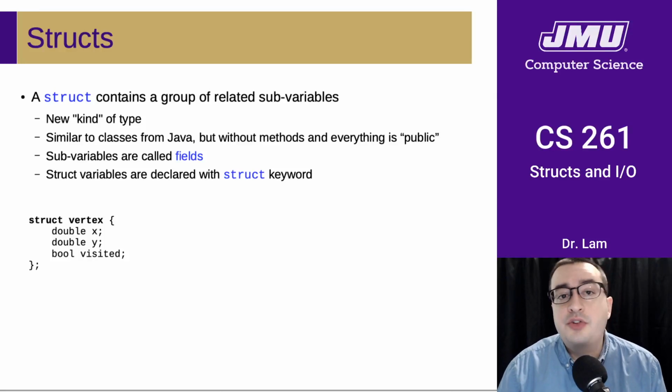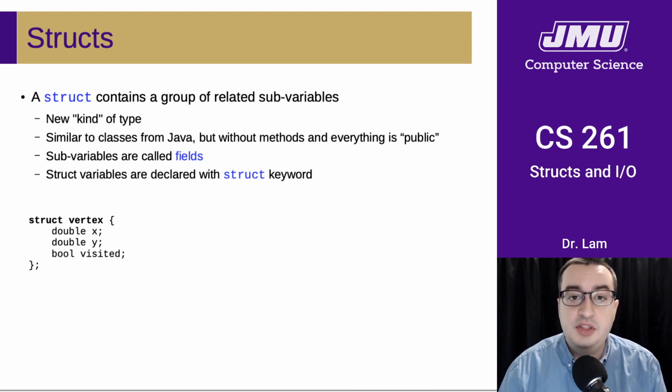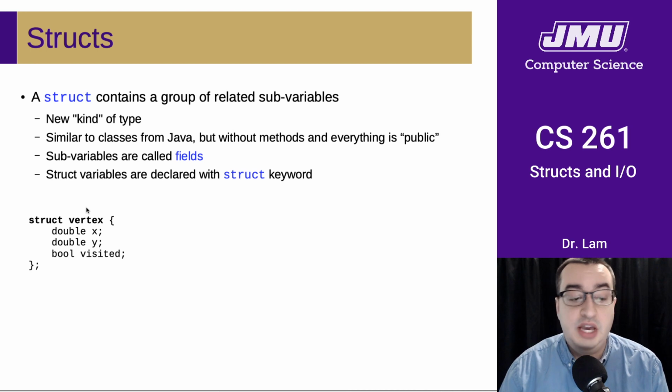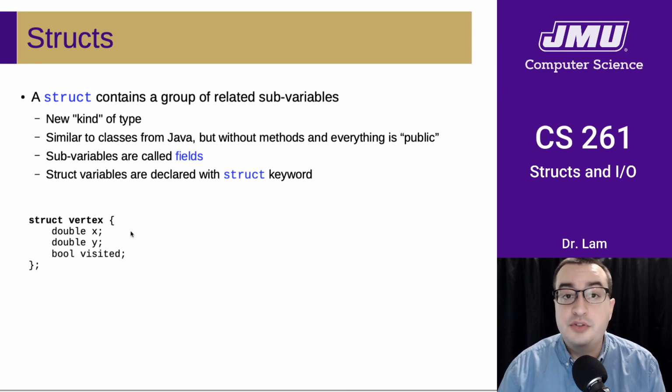Moving on, a struct is a group of related subvariables or fields. This is really a new kind of type. It's similar to classes in Java in that you can collect related information together, but structs don't have methods and everything is public. These subvariables are called fields, and struct variables are declared using the struct keyword. So this declares that there is a struct called vertex. It contains 3 subfields or 3 attributes.